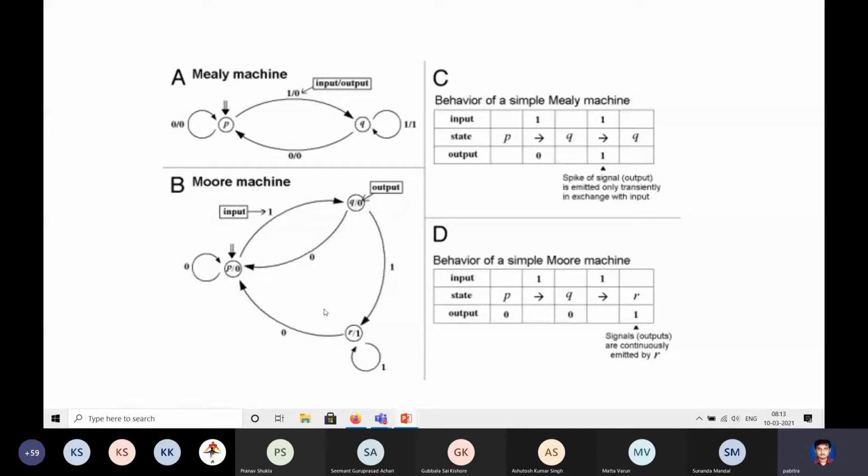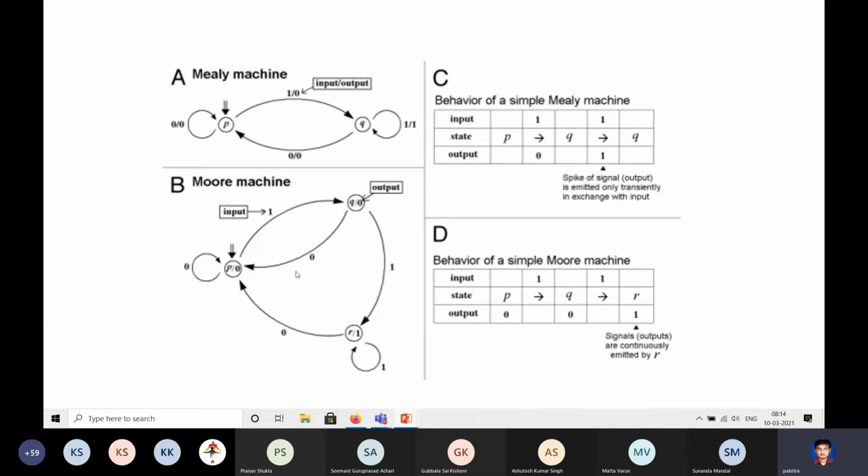Now the difference in the Moore machine is that, since the output is not dependent on the input, it is only dependent on the state. You can associate the output with the nodes, with the vertices, not the edges. So this diagram B means that suppose you are initially in state P. On receiving an input 1, it moves to state Q and then gives an output 0. Similarly, if you are in state Q, on receiving an input 0, the things associated with the edges are still the inputs.